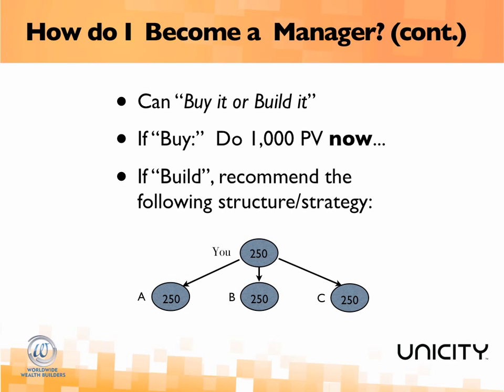They find 3 other folks, A, B, and C, that each do 250. The aggregation of those 4 250s is 1,000. They end the month as manager. More importantly, they set themselves up for success later on, which we'll show as we go forward.